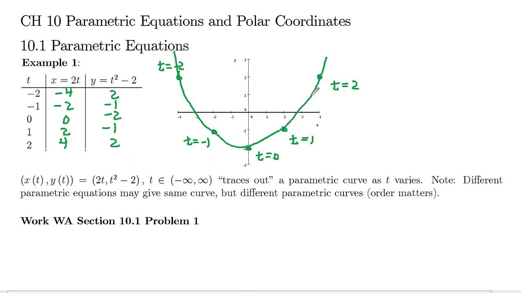Now we do have to direct this curve here. So the arrow points in the direction of increasing time. I also want to make a note here that different parametric equations may give the same curve in xy space, but they give different parametric curves. In other words, order matters, and also speed or direction on the curve matters. So if I traverse this curve twice as fast in time, that's a different parametric curve, even though it's the same geometric curve. We'll look at some examples of that in a little bit.